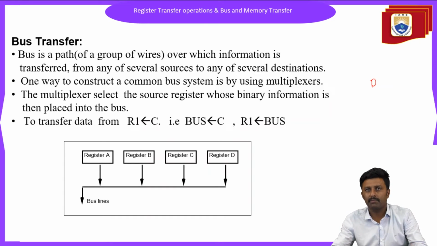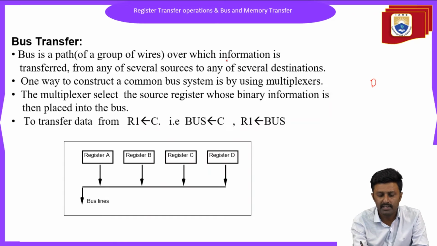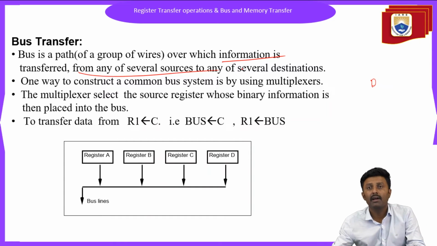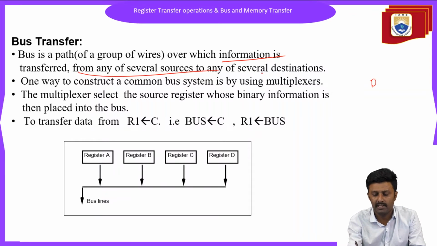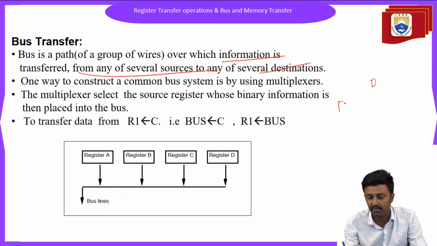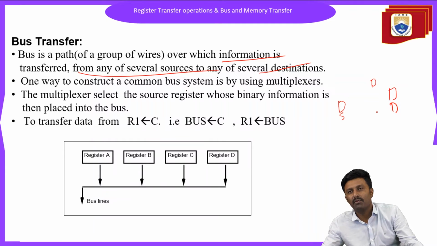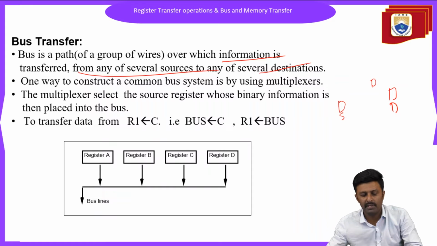Bus is basically a path or group of wires over which the information is transferred from any of several sources to any of several destinations. So with the help of the bus, we can send the information from one place, that is source, to n number of destinations at the same time. So for that purpose, we use the bus.